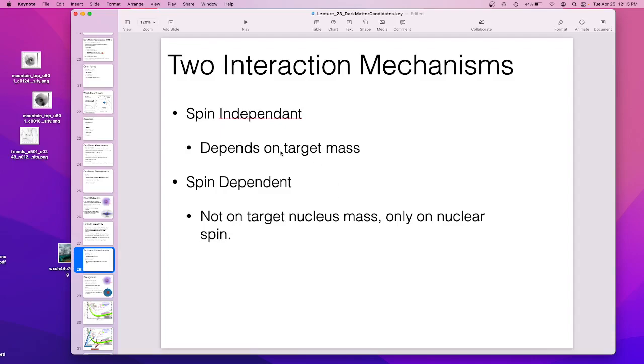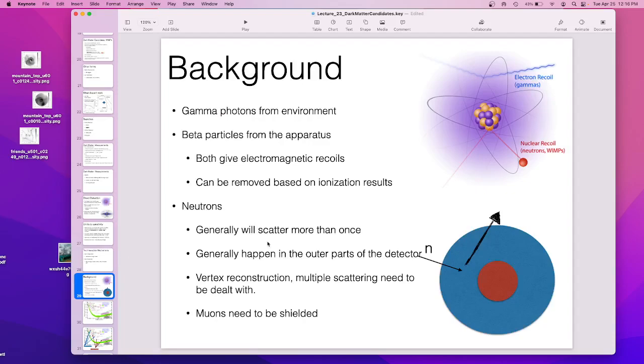So there are two kinds of interactions that you could have. There's a magnetic interaction and an electric interaction. The magnetic interaction depends on the spin of the particles, and the electric one doesn't. So the next couple of plots are broken up into spin independent and spin dependent. The spin dependent ones don't depend on the target mass, only on their nuclear structure, which is handy. You can just get something with a large magnetic moment to power your business.